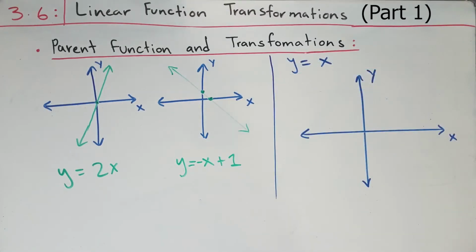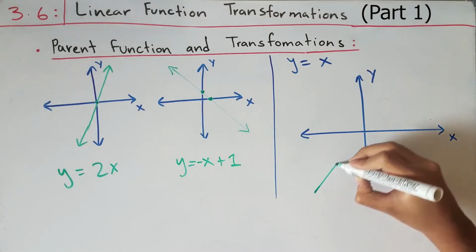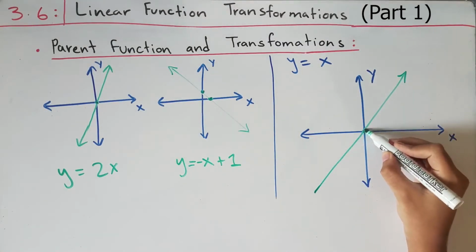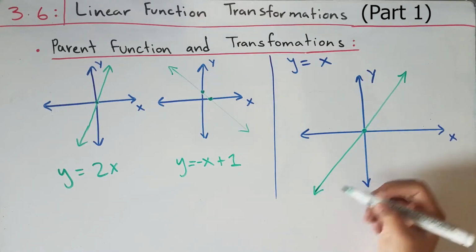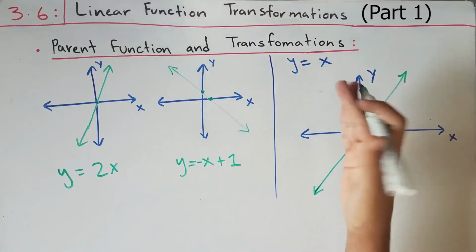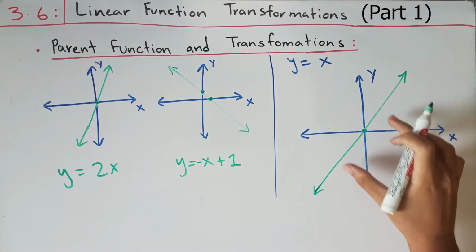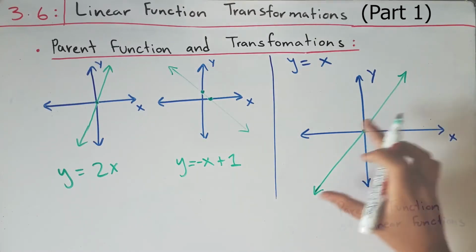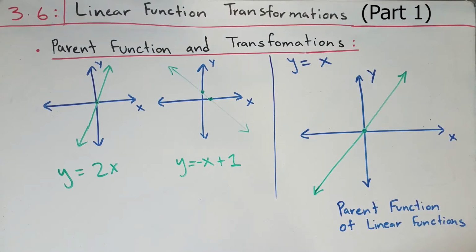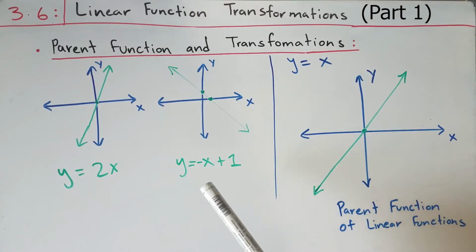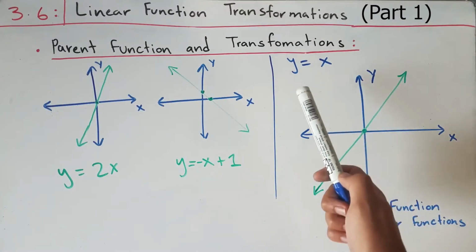And if you graph the line y equals x on a coordinate plane, you get a line that passes right through the origin. So its y-intercept is 0 and its x-intercept is also 0. And this line has a slope of 1, so we're not adjusting the steepness of the line to make it steeper or less steep. And we're also not shifting that line along the y-axis or the x-axis. So the line y equals x is the parent function of all linear functions, whereas these lines that you get are all just transformations of the original parent function y equals x.